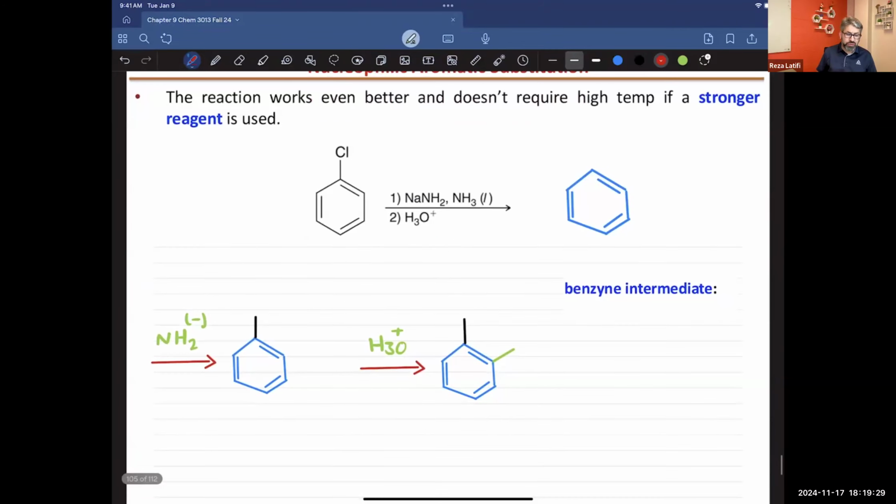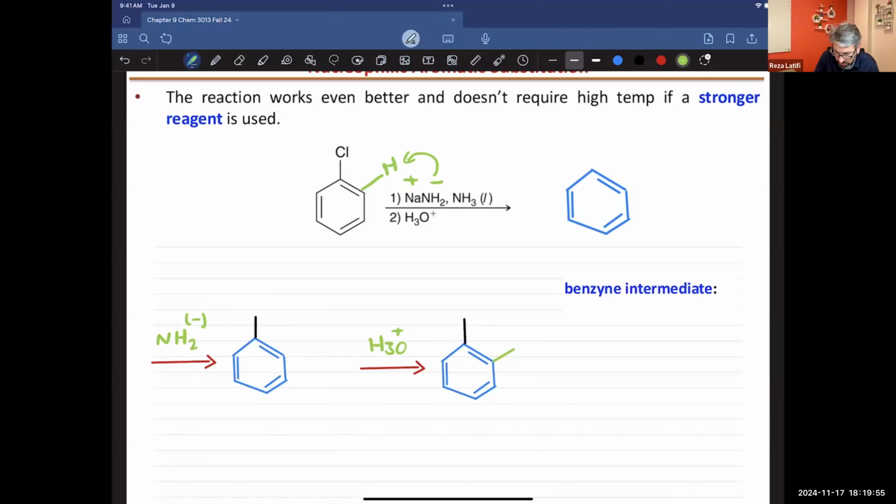Now, if you use a strong base, like let's say NH2 minus, then you can actually drop the temperature. You don't need to use really high temperature, and you can run the reaction in milder conditions. Okay, so in this case, sodium has a plus charge, and this one has a minus charge. So now what will happen? This one is going to go after acidic H, and it will take this. And so what do I get?